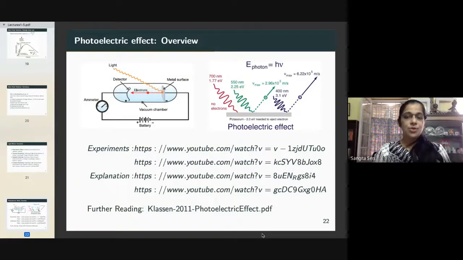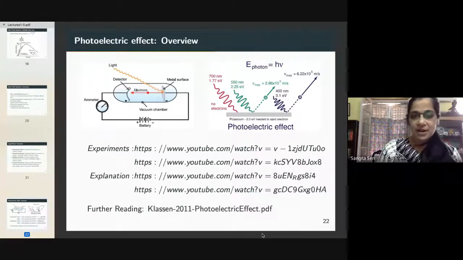Okay. Now two studies were made. One study was where the frequency of the light was changed, and the current was measured for various potentials. This was one set of experiments. And the other set was where the intensity of the light was changed, keeping the frequency constant. And again, the current was measured for various potentials of the detector.